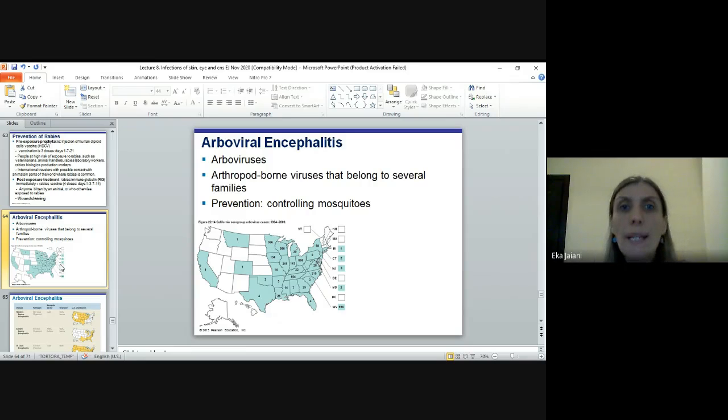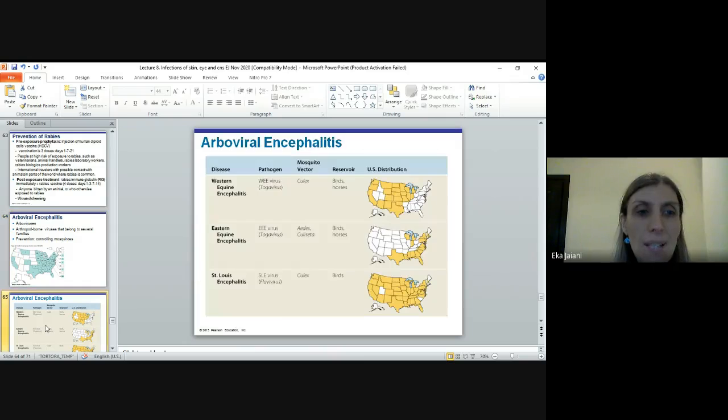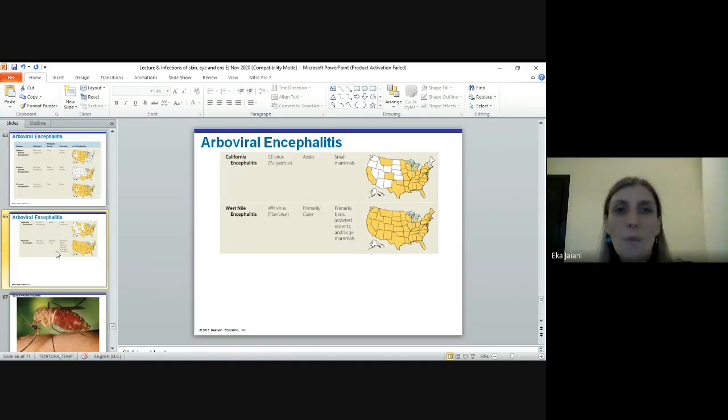And also many viruses that are transmitted through arthropods, arboviruses, can lead to encephalitis. These are some examples. I will not go into the detail, we don't have time. Culex or Aedes mosquitoes can transmit the viruses: Western equine, Eastern equine, Central. I will not ask you for this, it's just for you to know. Many arboviruses can cause encephalitis. West Nile virus is more widespread.